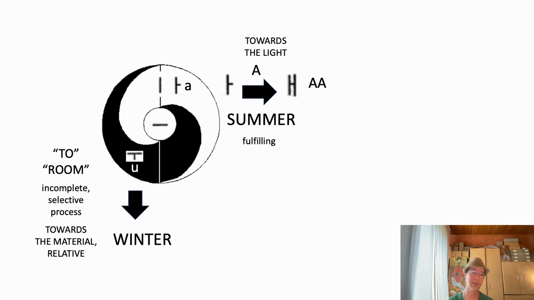The other way around is a "u", like in "to" or "room". That's the incomplete process. It's the selective process. So it goes towards the material. It's very relative. So some things are not going like you want, and in the "ah" you just start the process, so you think everything works fine.